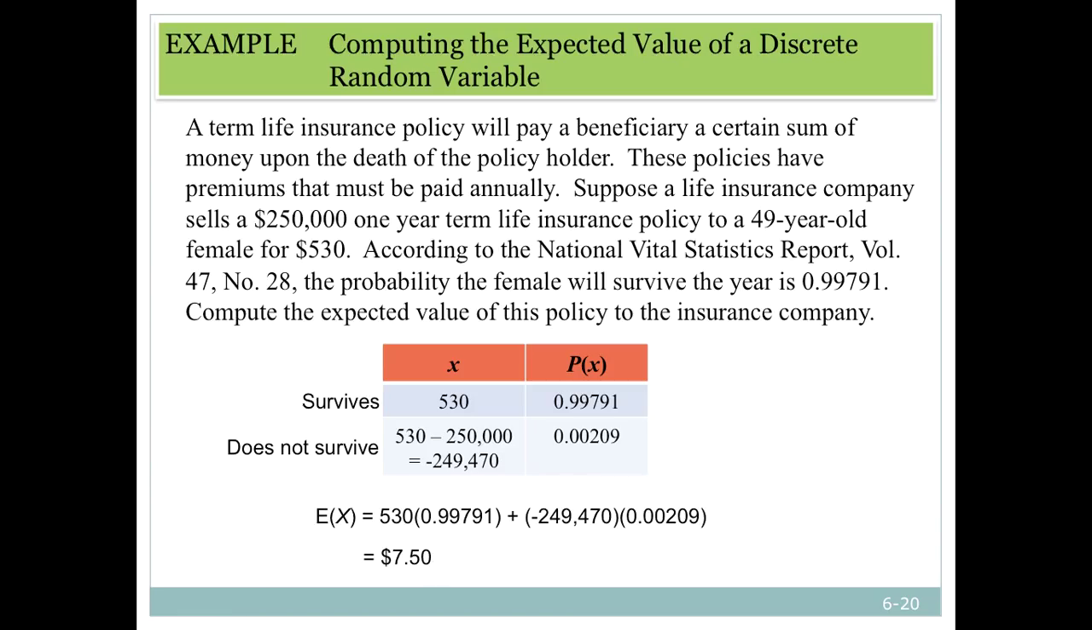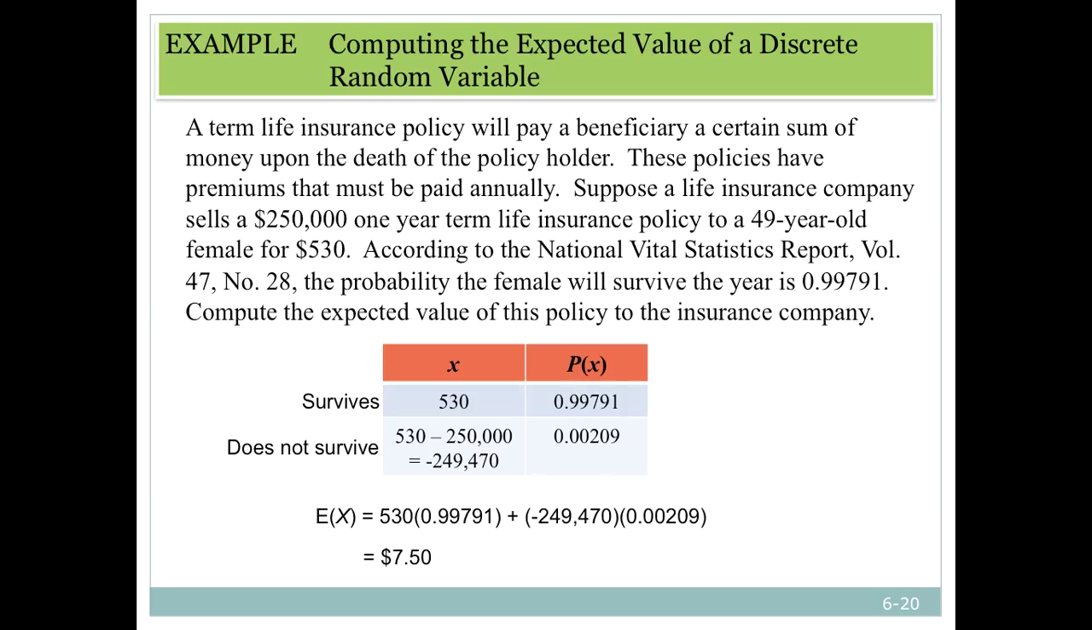So what that means is that over the course of offering policies like this, on every policy, the company makes, on average, $7.50. Now, they're never going to make exactly $7.50. Either they're going to make $530 or lose $249,000. But on average, what happens is they're going to make $7.50, meaning that there are going to be a lot of policies where they don't have to pay anything out and they just make money. There are also going to be some policies where the person does not survive and they have to pay out that life insurance benefit. So on average, they do have a profit of $7.50.